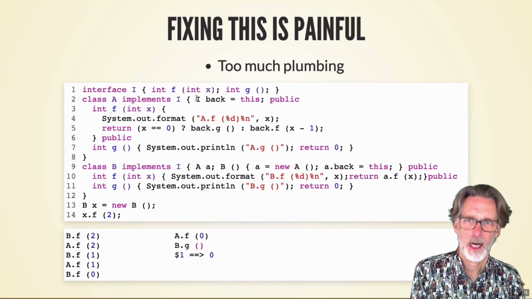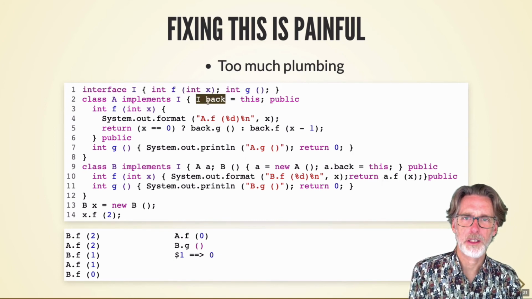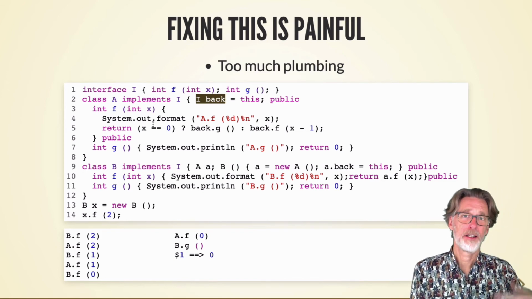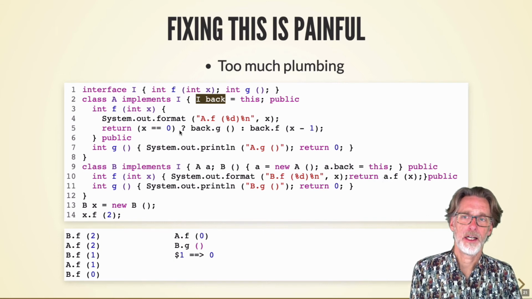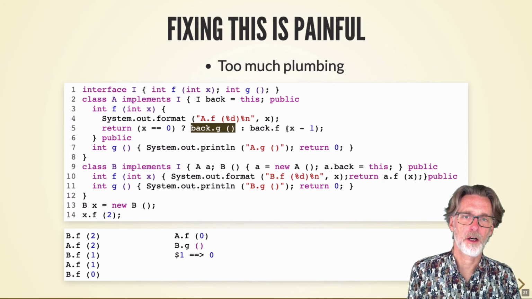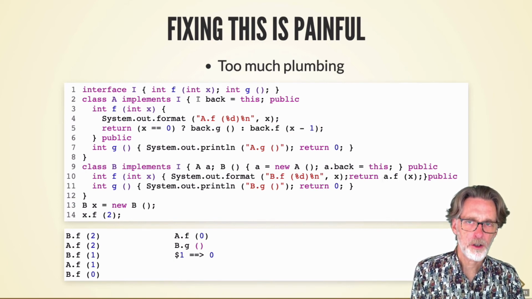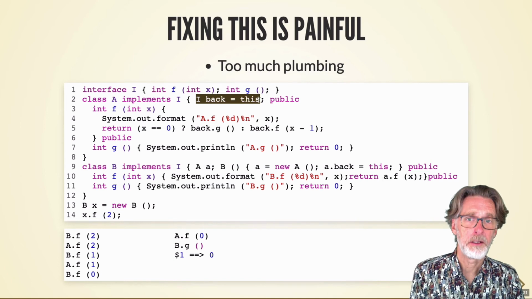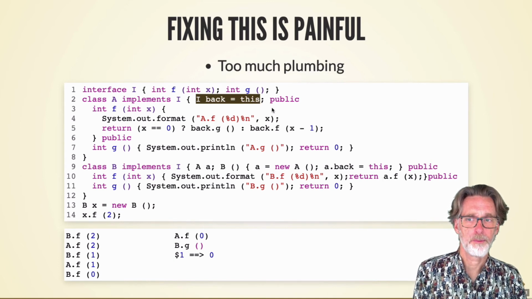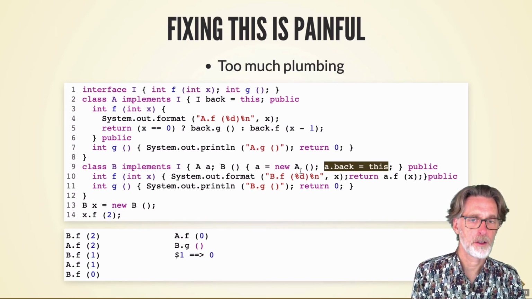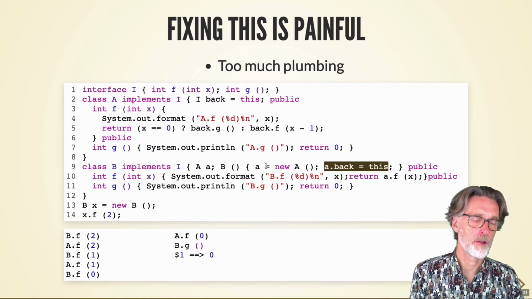When I have an interface, I have to denote things as public, so that's rather annoying. But I also need to record the back pointer. A needs to know how to get back to whoever is invoking it. There are different ways to do this kind of plumbing, but what I want to do essentially is call back.g and back.f rather than calling this.g and this.f. I'll initialize back initially to this, but I'll update back when necessary. So here I'm going to update back to point to the B object after I create that A object.